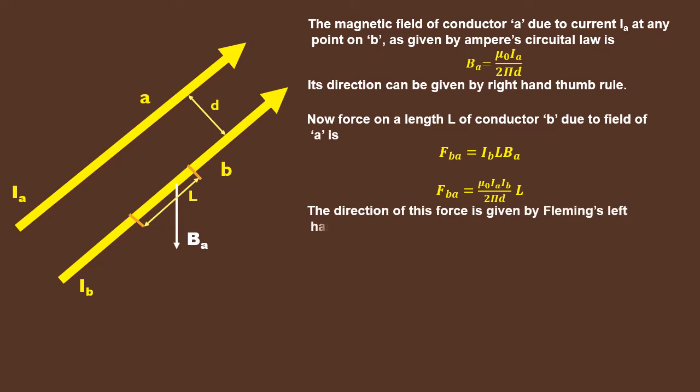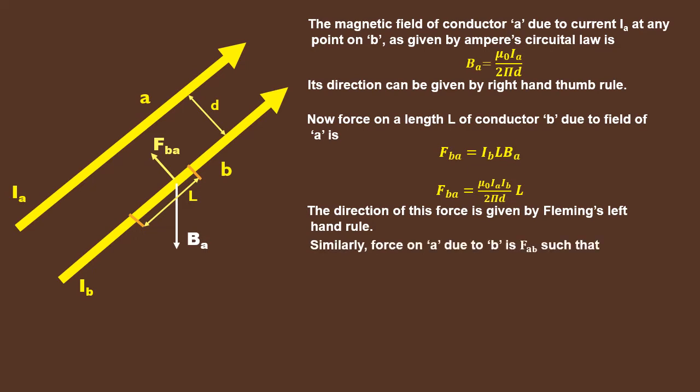And the direction of this force is given by Fleming's left hand rule. Again, Fleming's left hand rule has been explained in the previous video. The link is in the I button. You can go and check it out. So the direction of this force as given by Fleming's left hand rule is found to be towards the conductor A. So we see that the force on B is acting such that it is pulling it towards A. So it's an attractive force. We can easily say it is an attractive force.